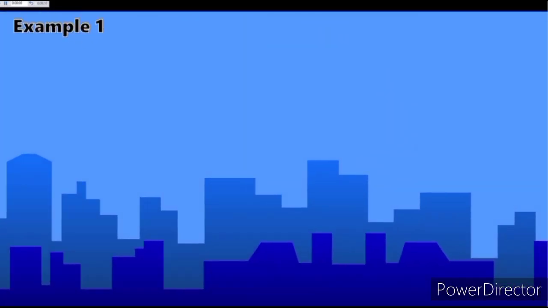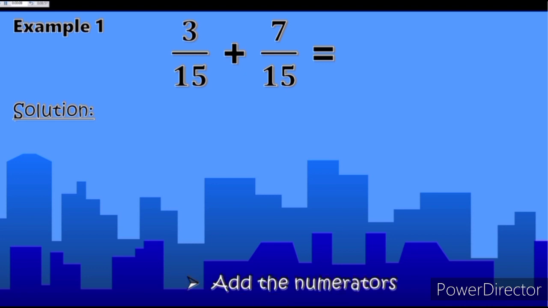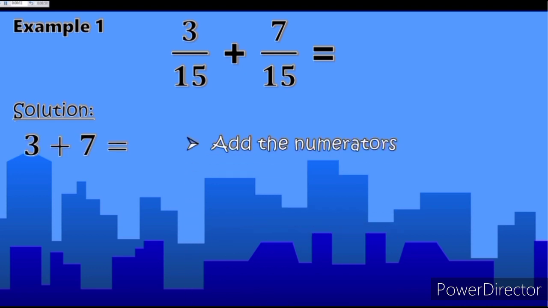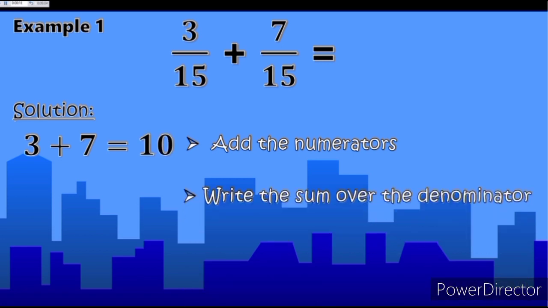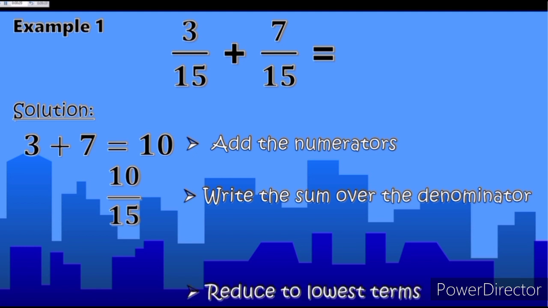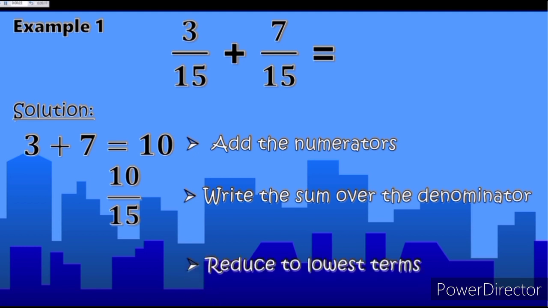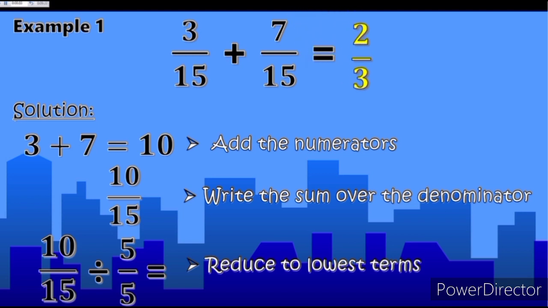Let's have example number 1. 3 over 15 plus 7 over 15. Let's try this solution. First, add the numerators. 3 plus 7 is equal to 10. Second step, write the sum over the denominator. So we have 10 over 15. Lastly, reduce to lowest terms. Because 10 and 15 are both divisible by 5, let's divide them by 5. What is our final answer? Correct, 2 over 3.